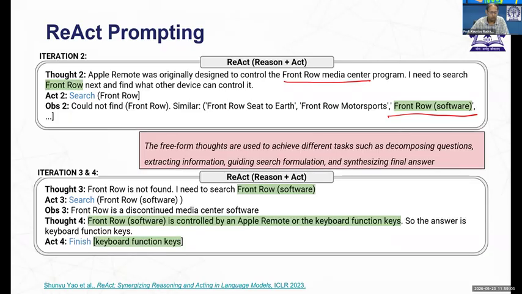Now in the final round, Front Row software is controlled by an Apple Remote or the keyboard function keys. So the answer is the keyboard function key. So it finishes the particular answer with the keyboard function key.